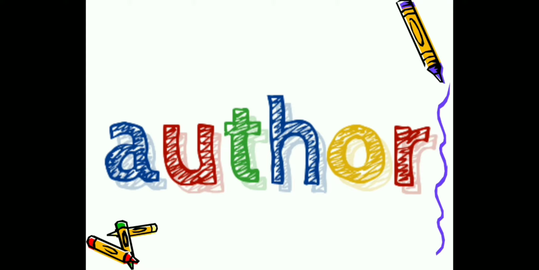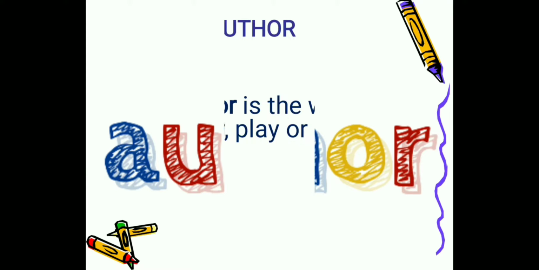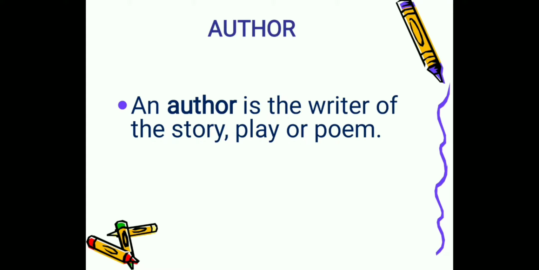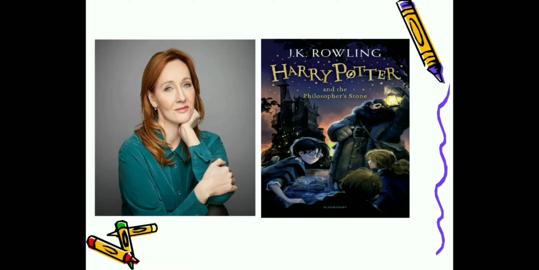Firstly, who is an author? An author is the writer of the story, play, or poem. This author writes stories whether they are based on true facts or even imaginary. An example of an author is J.K. Rowling, the female author who is famously known for her book Harry Potter. So here the author is J.K. Rowling.